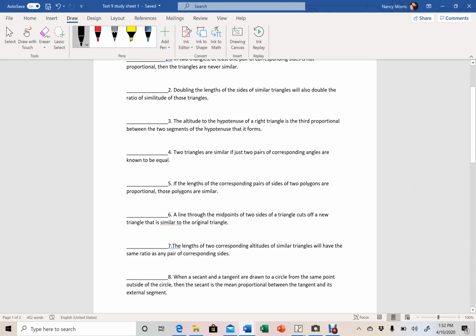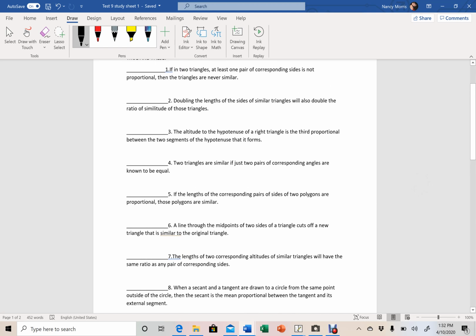Number 2, doubling the lengths of the sides of similar triangles will also double the ratio of similitude of those triangles. Again, that's doubling the lengths of the sides of similar triangles will also double the ratio of similitude of those triangles.